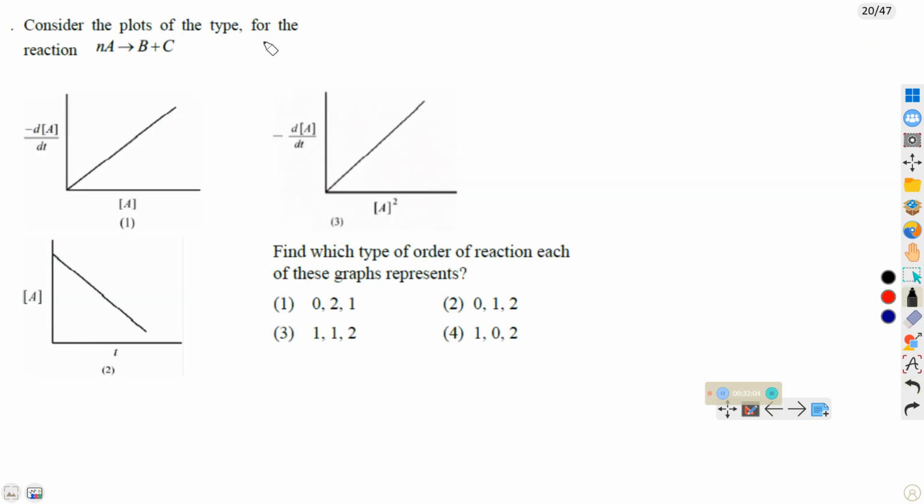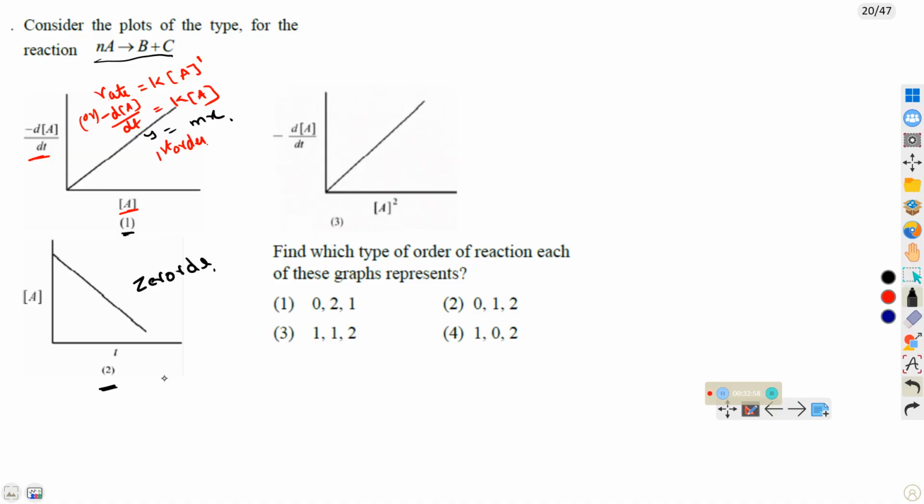Consider the plots of the type for the reaction A gives rise to B plus C. This is the first graph. The first graph is between minus dA by dt and concentration of A. We know that it is a first order reaction graph. How? If it is first order, rate of reaction is equal to K into A power 1. Rate with respect to A, or it can also be written as minus dA by dt is equal to K into A, in the form of y is equal to mx. This is the second graph. The second graph represents a zero order reaction.